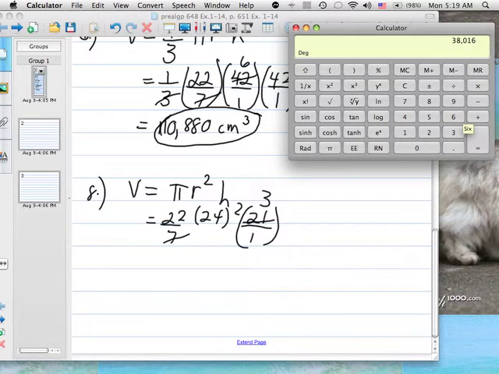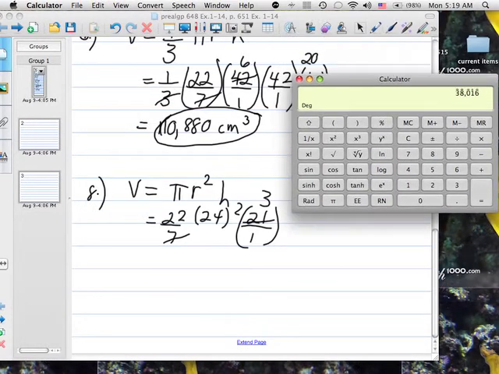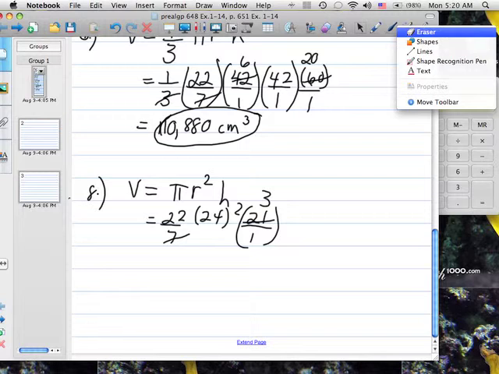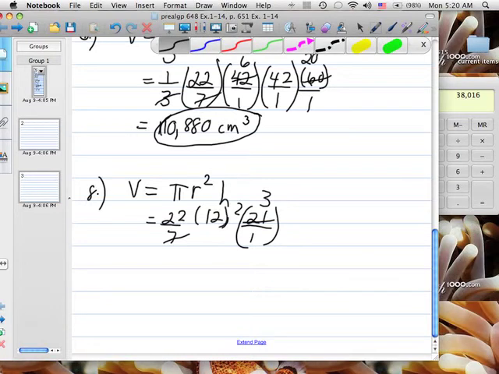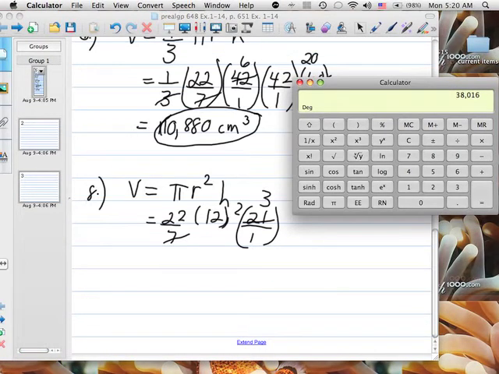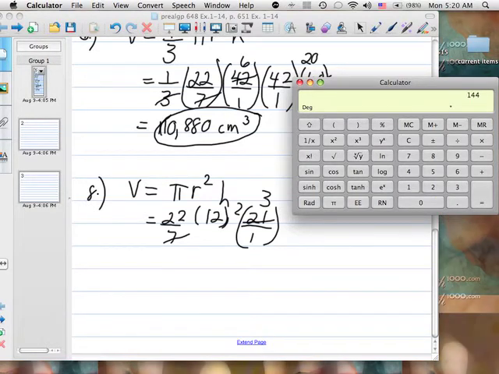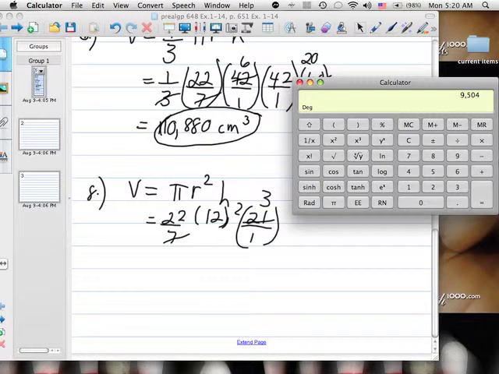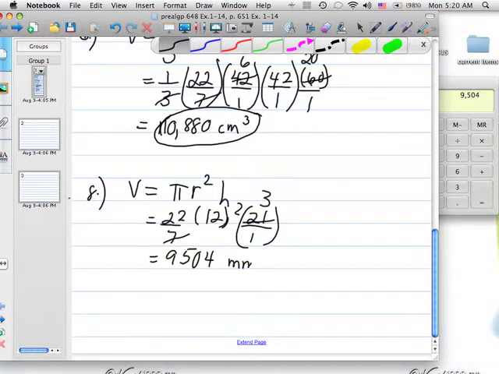this is number 8, and I think I made a mistake because that's not the answer in the book. Oh, I see what I did. Not thinking carefully. The diameter is 24, so the radius should be 12. So redoing that, that's why we look at the answers. 22 times 12 squared times 3 gives me the correct answer, 9,504. And the unit is millimeters cubed.